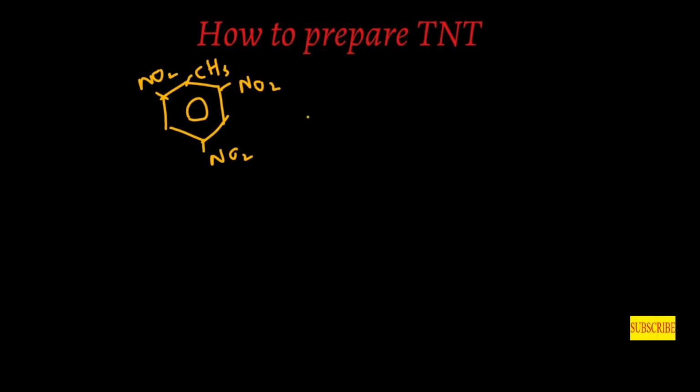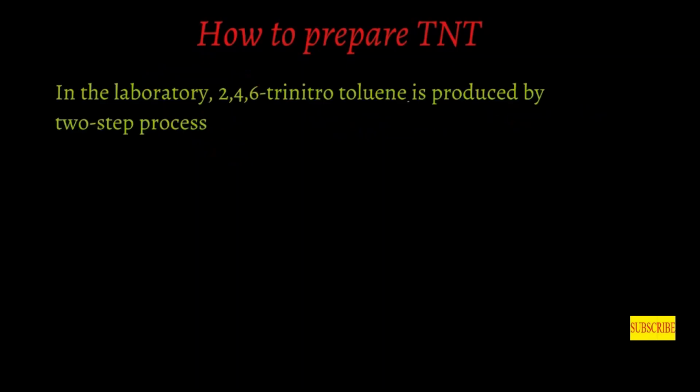Then this one is known as 2,4,6-trinitrotoluene. Now we need to consider how to prepare TNT in the laboratory process. There are two stages of this process.